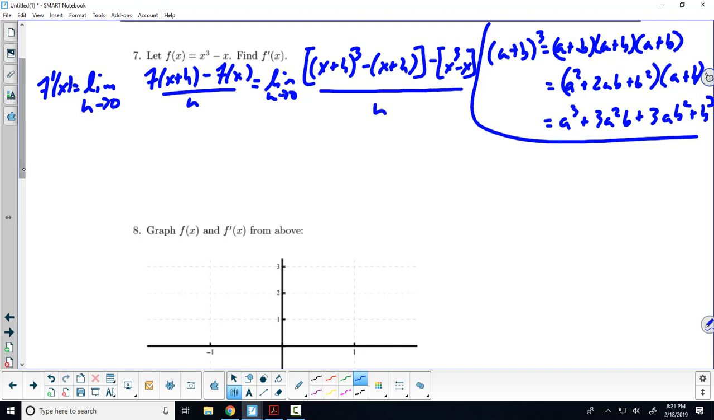Can you guys read that, or do I need to clean that up? It's a little ugly. So notice what I'm doing. I'm just taking the definition of the function and replacing all the x's with x plus h's where it applies. Okay.